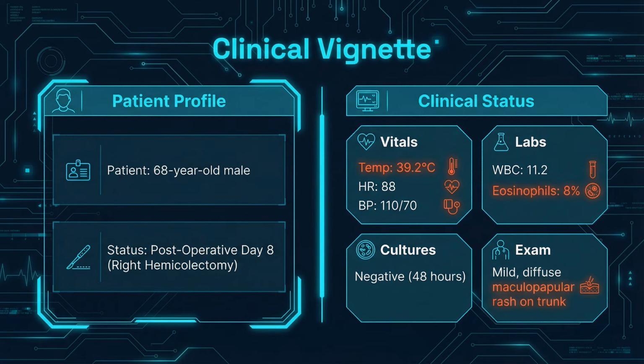His white blood cell count is 11.2 with 8% eosinophils. Blood and urine cultures from 48 hours ago are negative. His surgical incision is healing well, but you notice a mild, diffuse maculopapular rash on his trunk. What is the most likely cause of this patient's fever, and what is your next step? Keep this patient in mind as we move through the lecture.